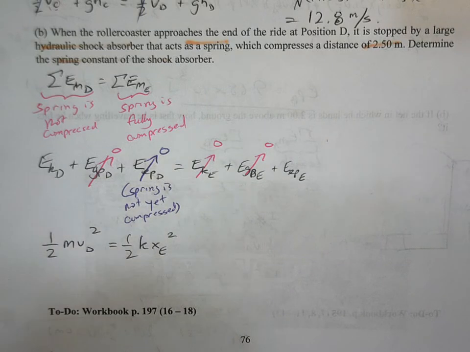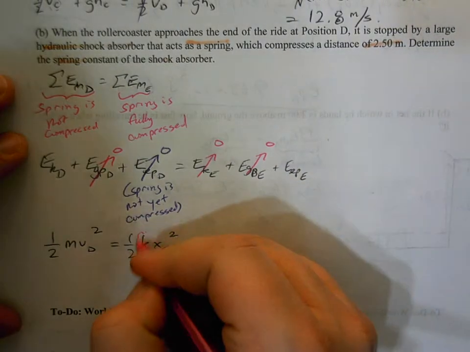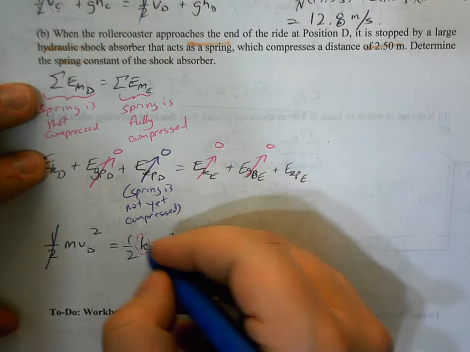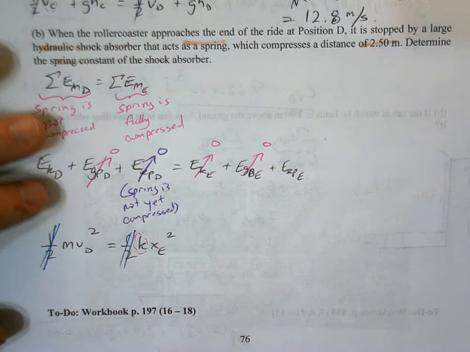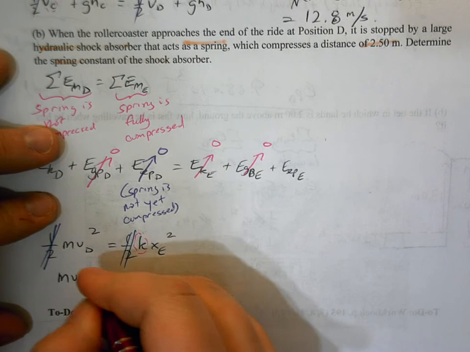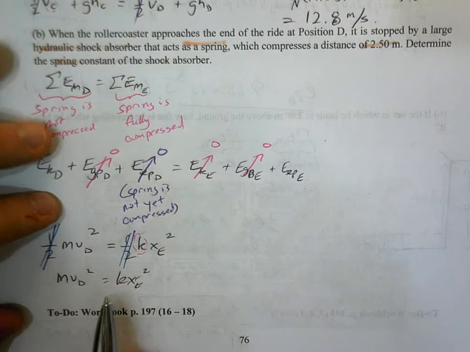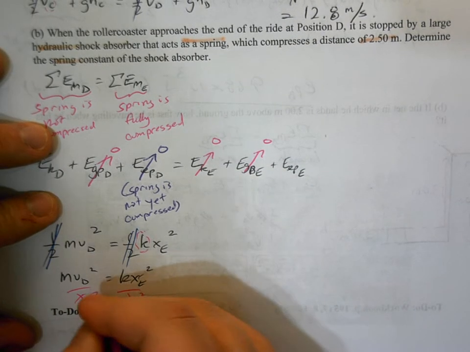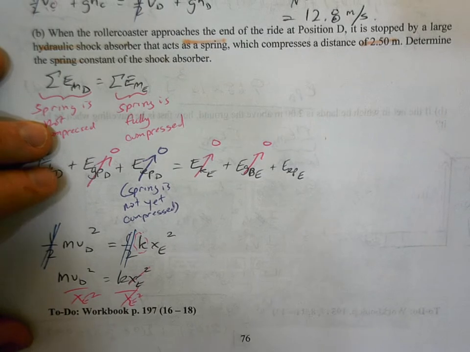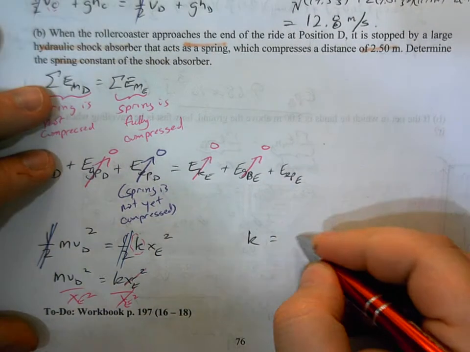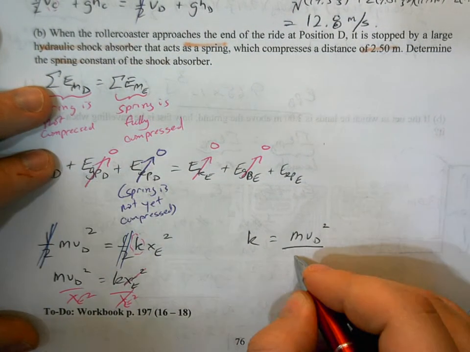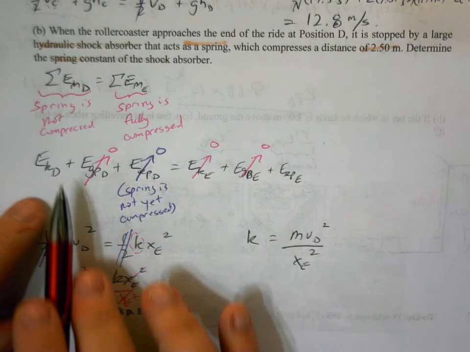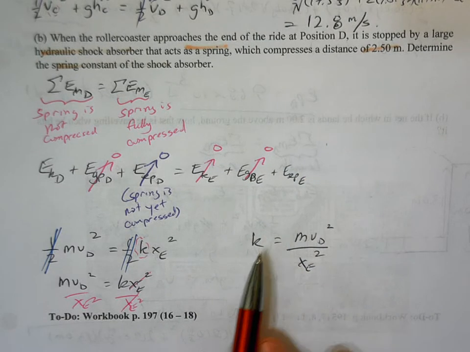So we are looking for the spring constant, this k value here. Now, you'll notice I have a factor of half on each side, so those halves will cancel each other out. So I'm left with m v_D squared is equal to k x_E squared. Or if I want to find k, then we could divide both sides by x_E squared. So k, the spring constant, is m v_D squared divided by the compression at E squared. So this really complicated equation got simplified to this.